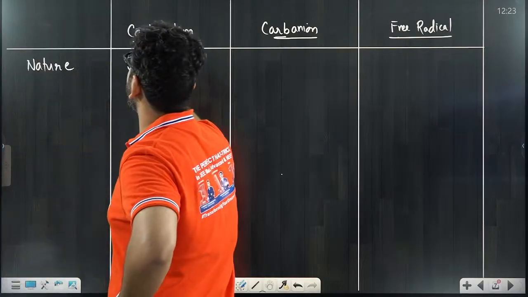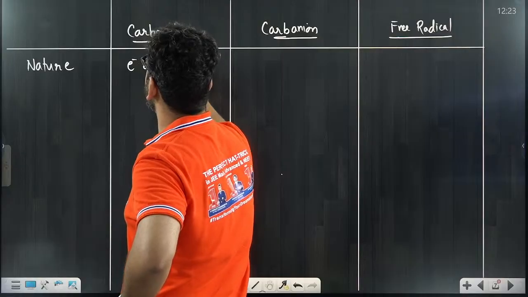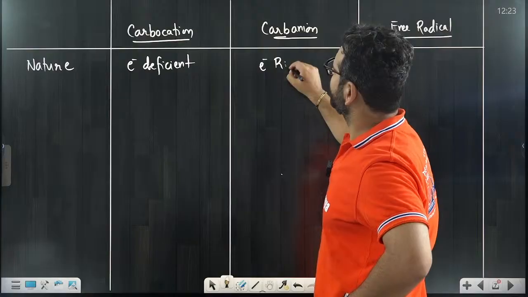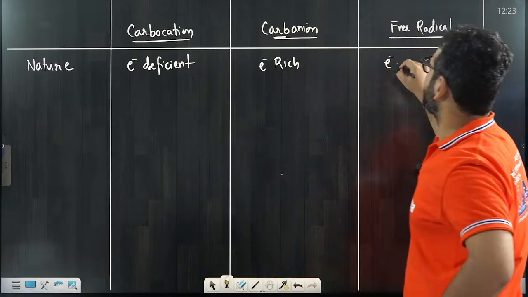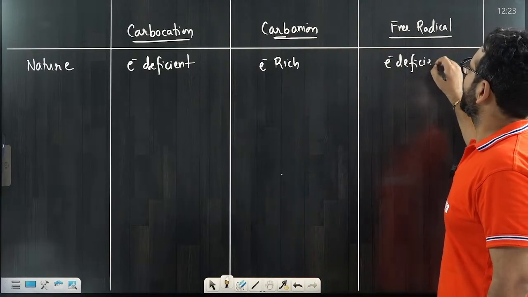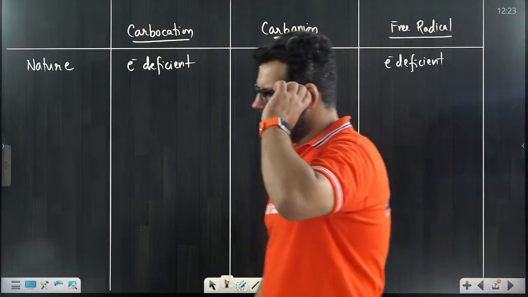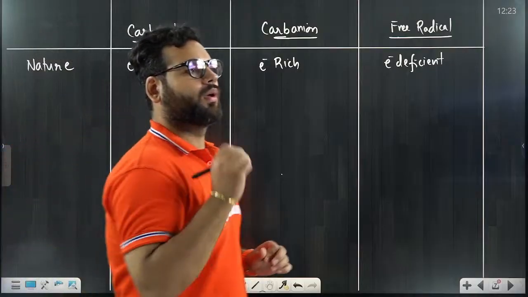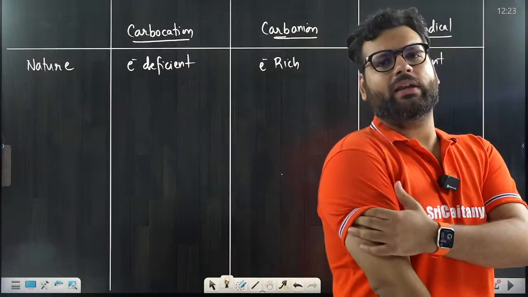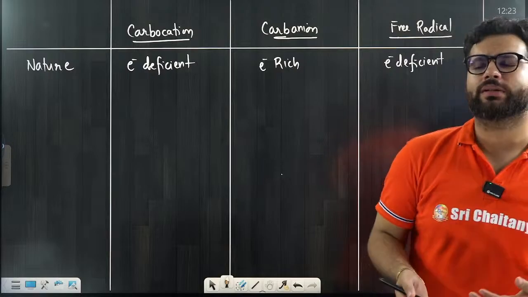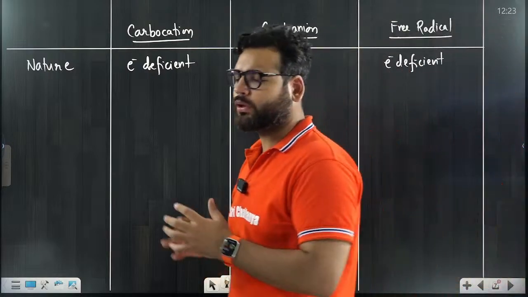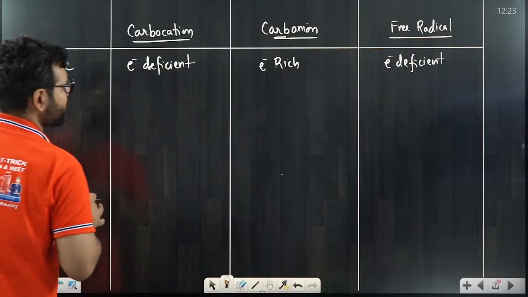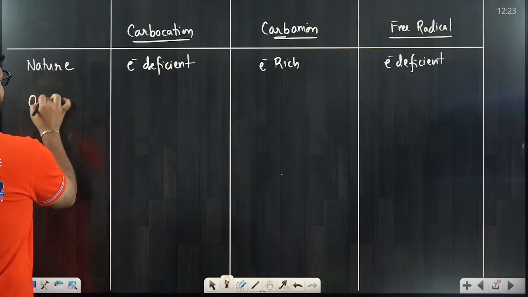Carbocation is electron deficient. As the name suggests, it's a cation. Carbanion is electron rich. Radical is also electron deficient in nature. If we look at a carbon radical, there are 3 bonds and 1 single electron, so total 7 electrons are there in the octet. So why are we saying deficient and rich? Look at their octet.